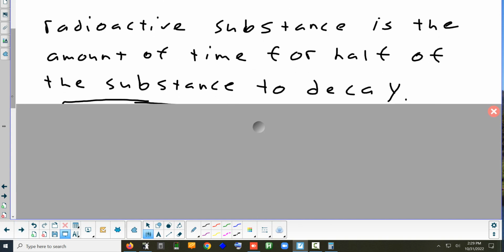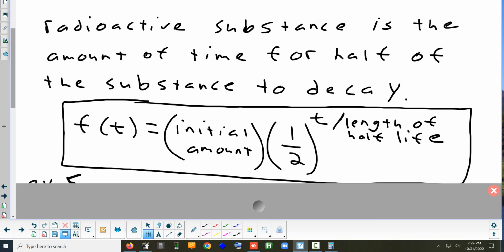And the formula is going to look very similar to doubling, except what do you think I'm going to have instead of a 2? I'm going to have a 1/2. Other than that, it's exactly the same. Right, so we'll finish up with a decay problem.